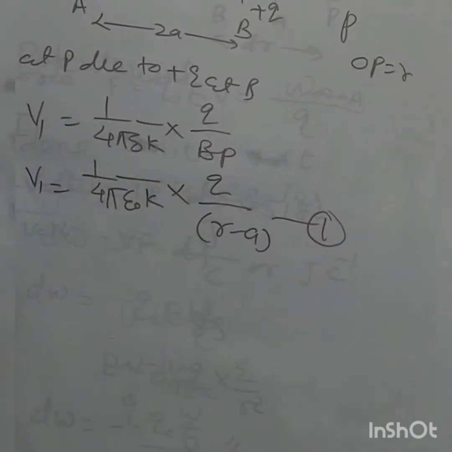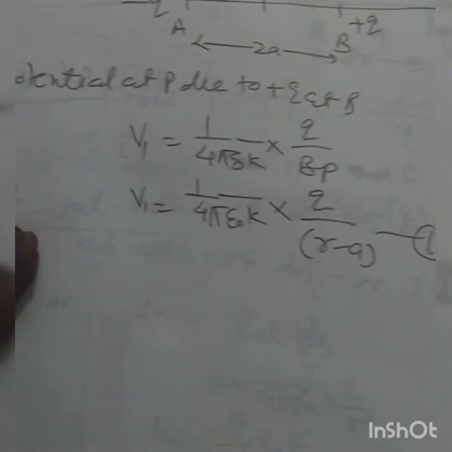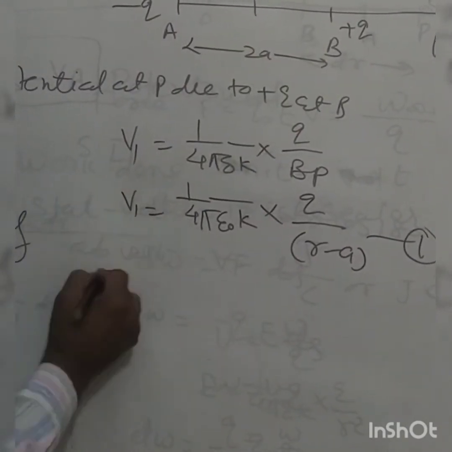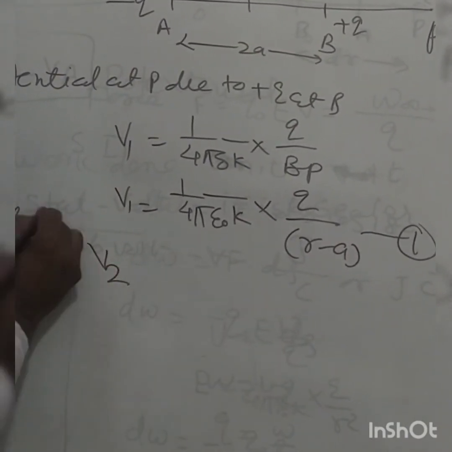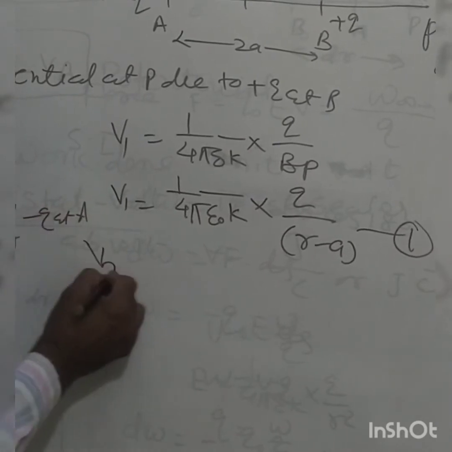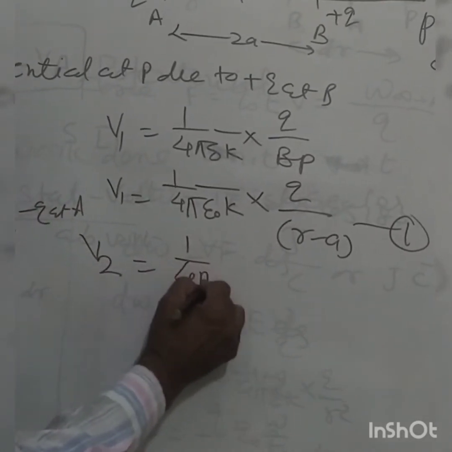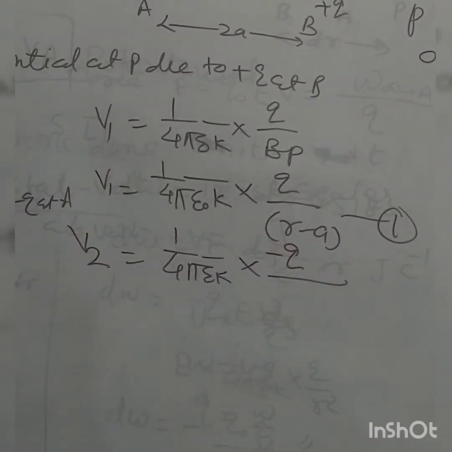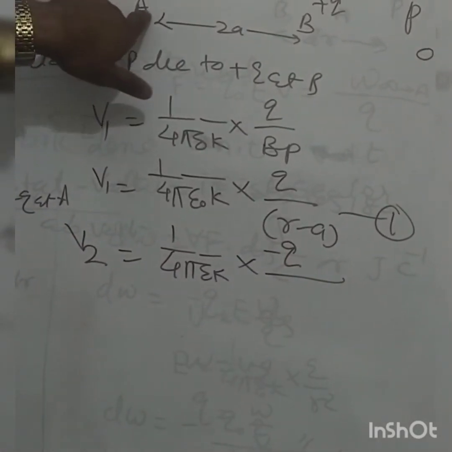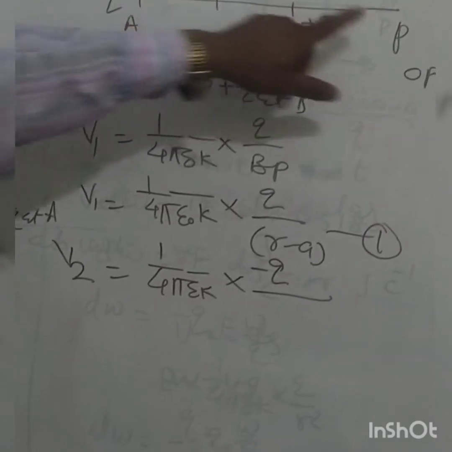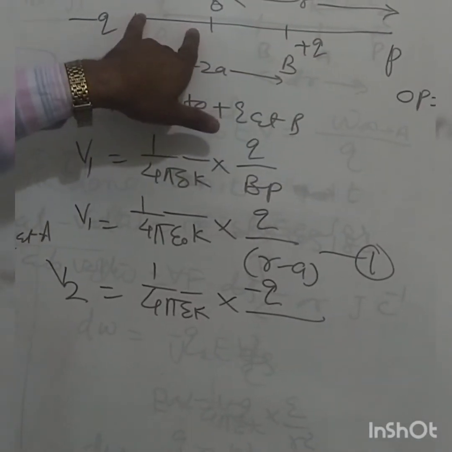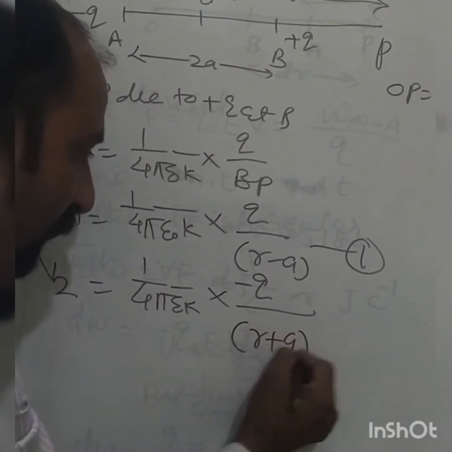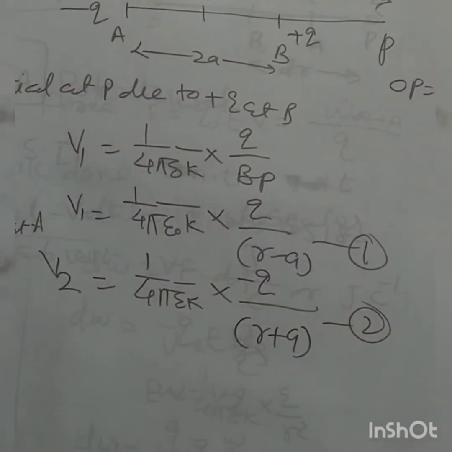I will call this equation number first. Now similarly, for minus Q at A, V2 is equal to 1 upon 4 pi epsilon naught K into charge minus Q upon the distance, which is AO plus OP, making AP. So this is A and this is R, so I can write R plus A, or A plus R.